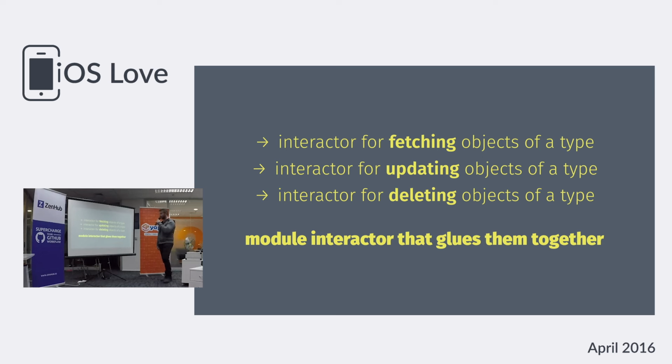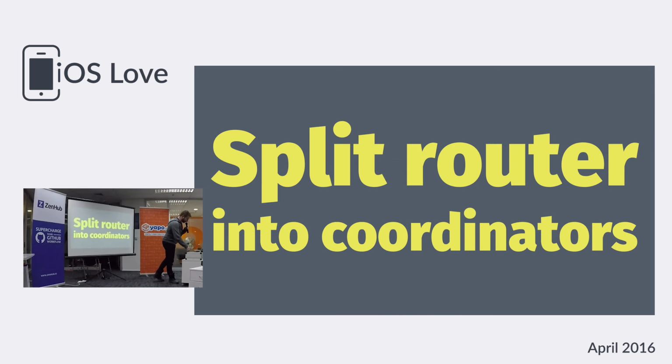We can also split interactors up by use case. So, have one interactor for fetching user objects, say, one for updating the user object, one for deleting the user object, and then if a module needs to do 2 or 3 of those, have a module interactor that combines those and is just a wrapper. That way, if you need to fetch user objects on a different screen, you can reuse that one individual piece, and it's easier to test.